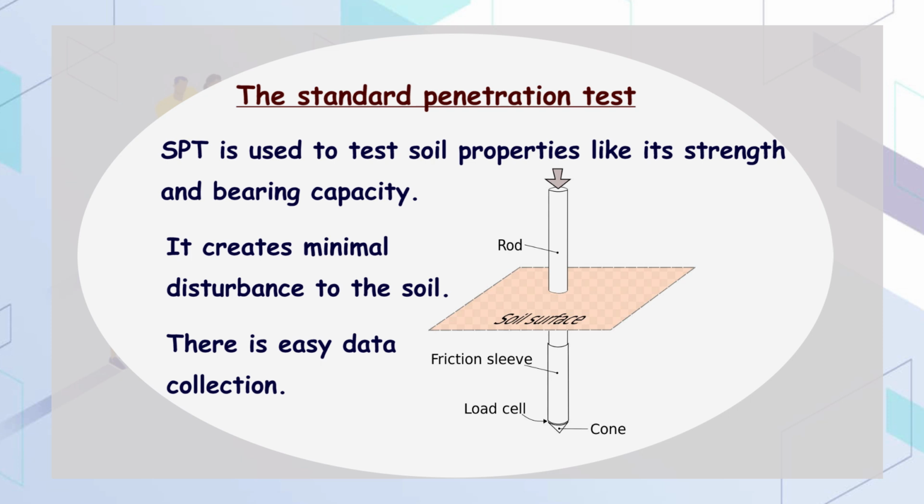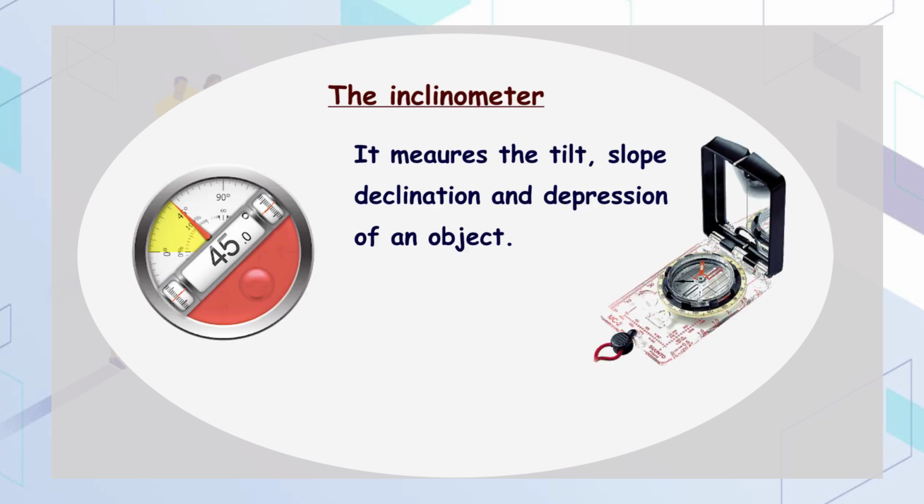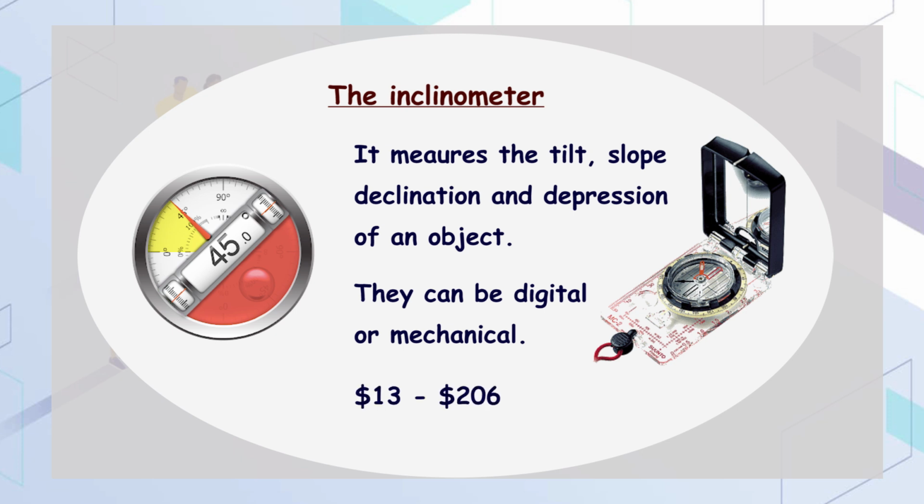Then, on the monitoring equipment, we have the inclinometer, which measures the tilt, slope, elevation, and depression of an object with respect to gravity. Inclinometers can be digital or mechanical. They cost around $13 to $206.